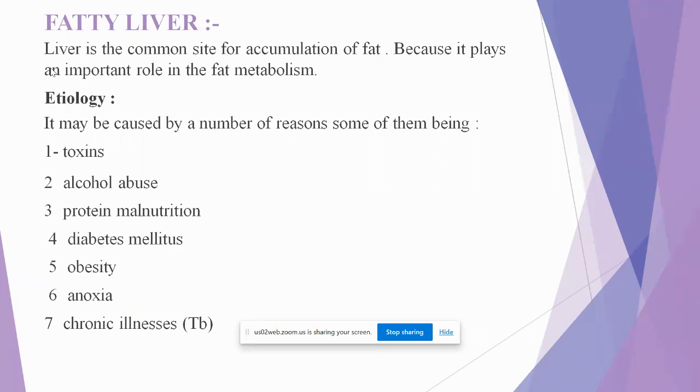Then what are the etiologic reasons for fatty liver? It may be caused by a number of reasons. Some of them I am mentioning here. First one is toxins. Second is alcohol abuse. Third is protein malnutrition. Fourth is diabetes mellitus. Fifth is obesity. Then anorexia. Then chronic illness, for example TB. TB means tuberculosis.